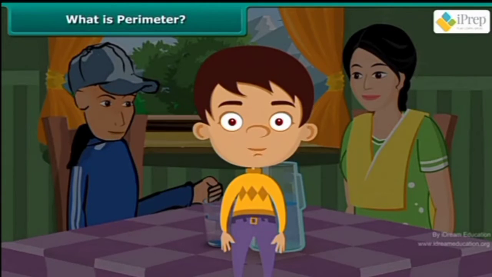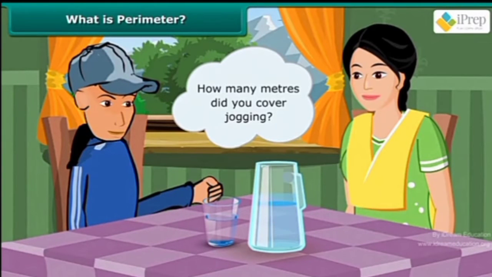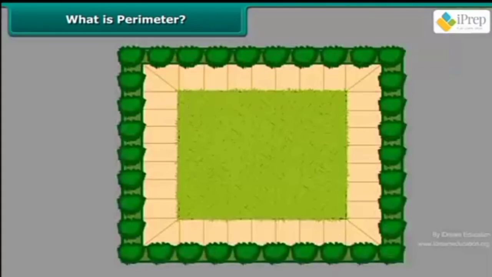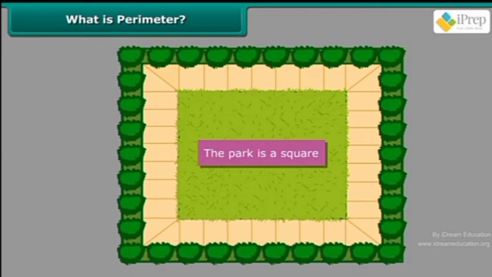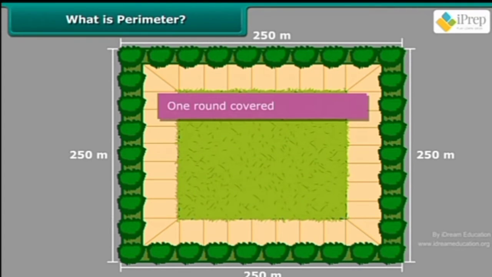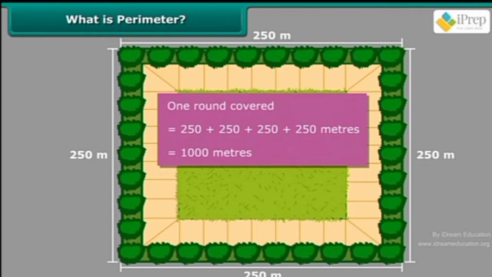Now try to answer your mother's question. How many meters did you cover jogging? In every round of jogging, you covered the 4 sides of the park. Since the park is a square, all its sides are equal. Thus, in one round, you covered 250 plus 250 plus 250 plus 250 meters, that is 1000 meters.